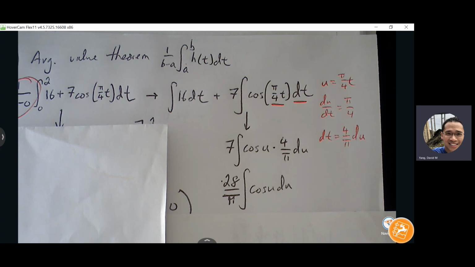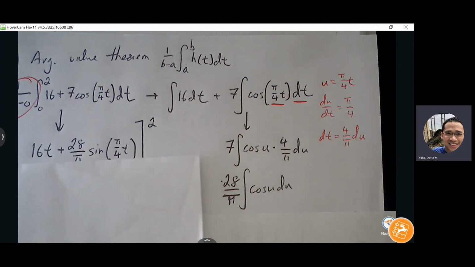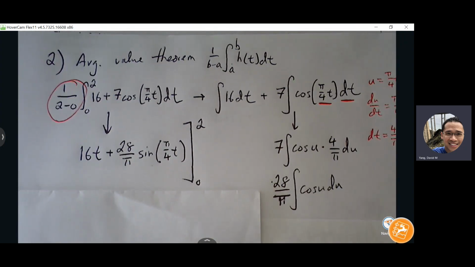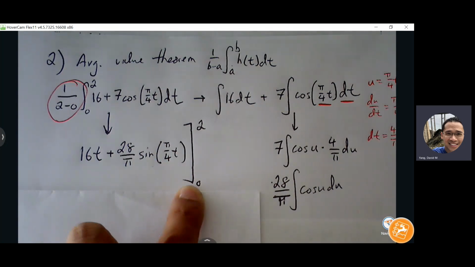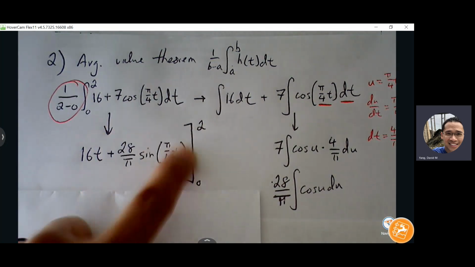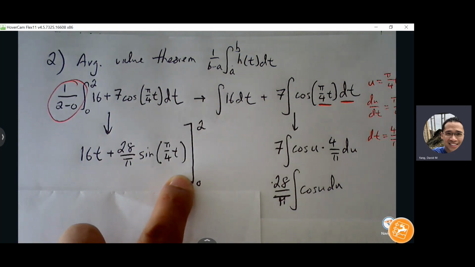Okay, so what's the antiderivative of cosine of u? Cosine becomes sine. Yep, becomes sine. Replace the u back in terms of t. We don't do the c because we have bounds. So we just take the antiderivative and then we can work in the bounds. 16 becomes 16t. We found the antiderivative and now we're working in the bounds.